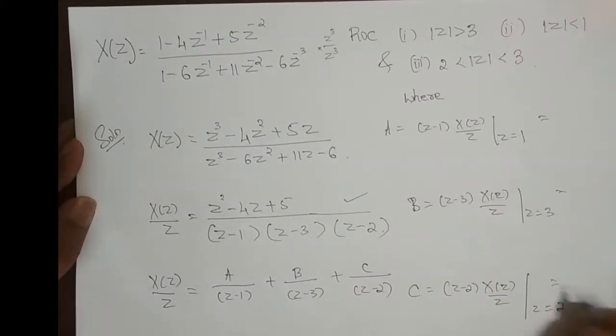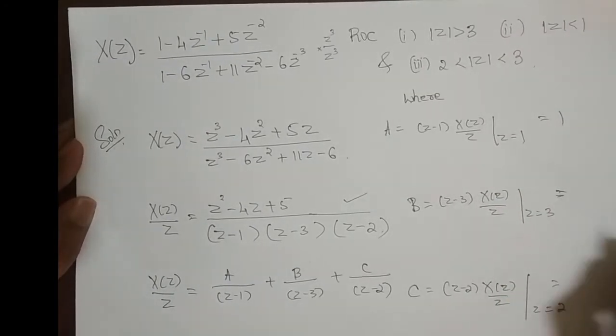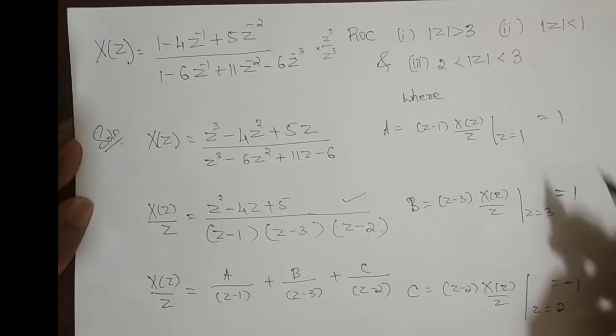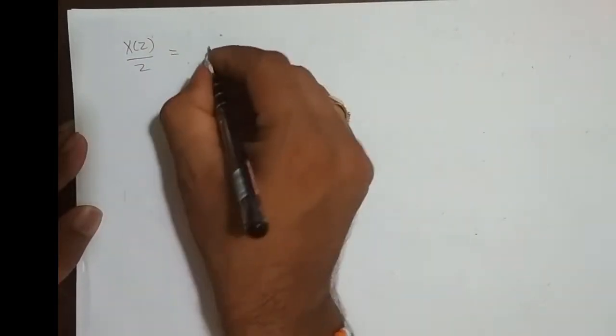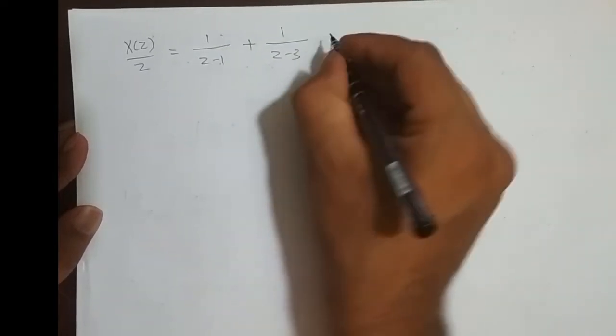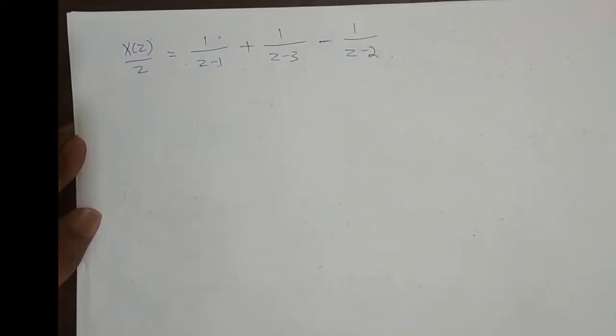If you solve this, I'm not solving it, I'll give you the answer. A we get 1, B also we get 1, and C we get minus 1. Just check this answer. What is the next step? I need to plug these ABC values into this formula. So X of z by z is equal to 1 divided by z minus 1, plus 1 divided by z minus 3, minus 1 divided by z minus 2, right?